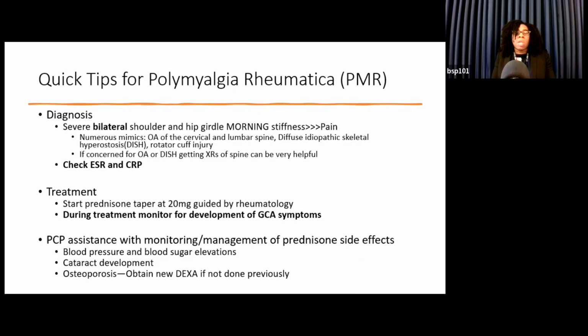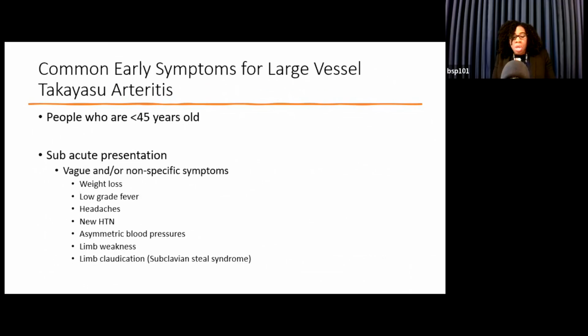And then, as we talked about before, monitoring for steroid side effects is going to be critical given the long duration of symptoms and long duration of steroid use for these patients. So moving on to our second large vessel vasculitis, Takayasu arteritis. Unlike GCA, this is typically found in people who are less than 45 years old.